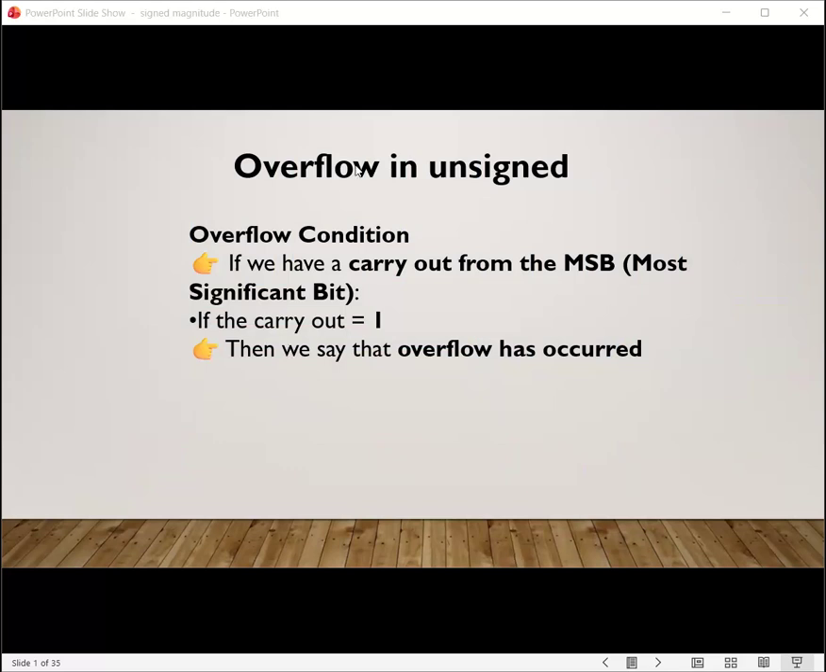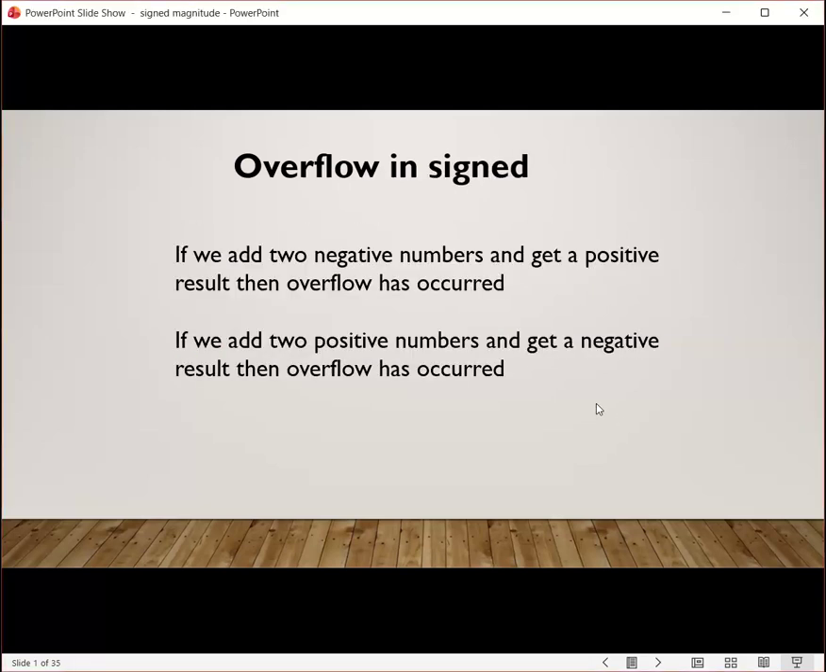Okay, so if we have a carry out from the MSB, the most significant bit, and the carry out is 1, then we say the overflow has occurred. Now we'll move on to signed numbers. Okay, overflow in signed numbers. How do we identify overflow in signed numbers?